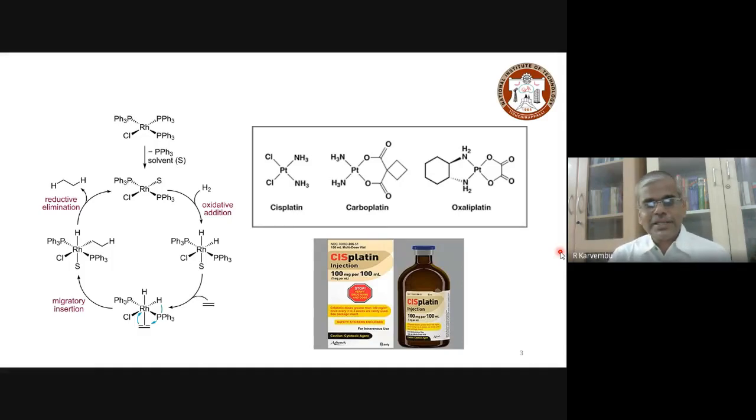But late in the 1960s, Rosenberg found its application as an anti-cancer drug. So cisplatin is used as a chemotherapy agent for treating a variety of cancers, for treating lung cancer, breast cancer, liver cancer, etc. Right? Following the use of cisplatin as a drug, several cisplatin analogous compounds have been prepared, and they also found application as anti-cancer agents.